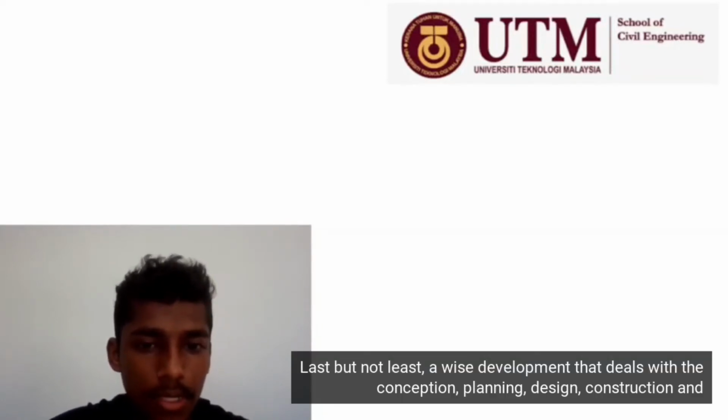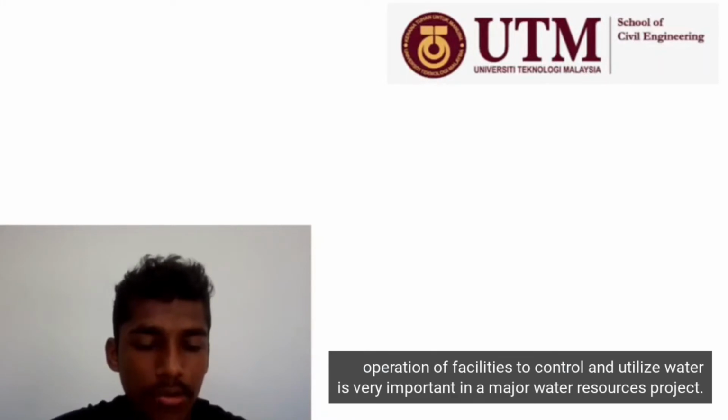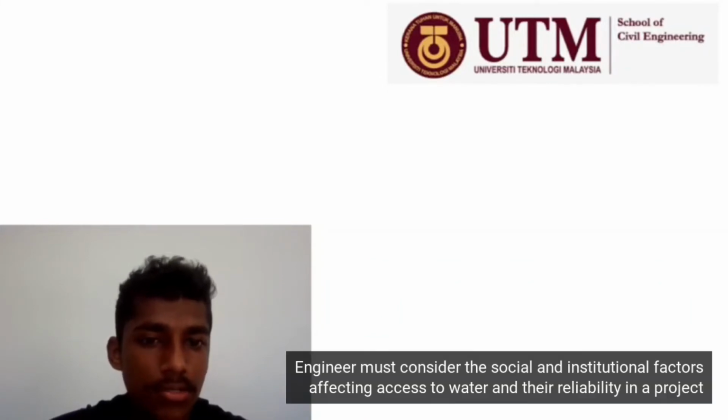Last but not least, wise water development, which deals with the consumption, planning, design, construction, and operation of facilities to control utilized water, is very important in a major water resource project. Engineers must consider the social and institutional factors affecting access to water and their reliability in a project.